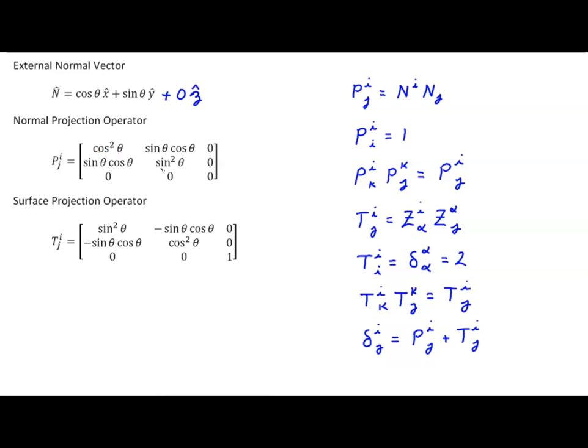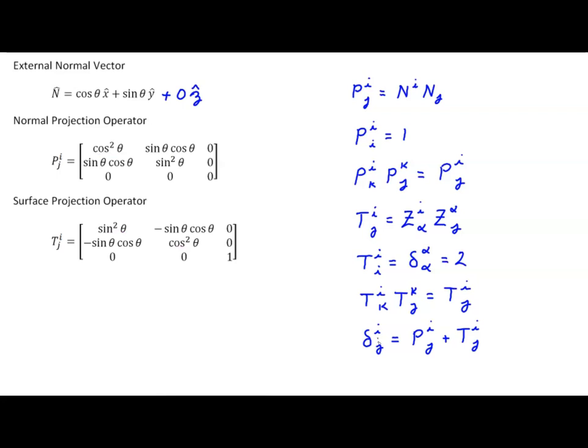All right, if we add P22 to T22, we should get 1. And again, we do: sine squared plus cosine squared. And then we add P33 to T33. We're adding 0 here to 1 there. So the sum of these diagonal elements added to their corresponding values here gives 1 in every case.